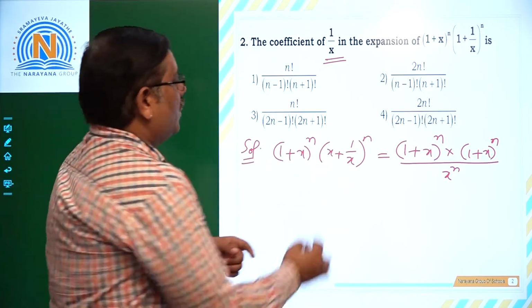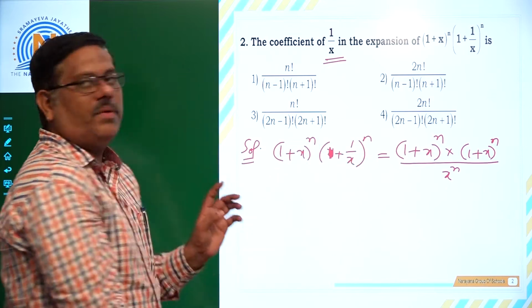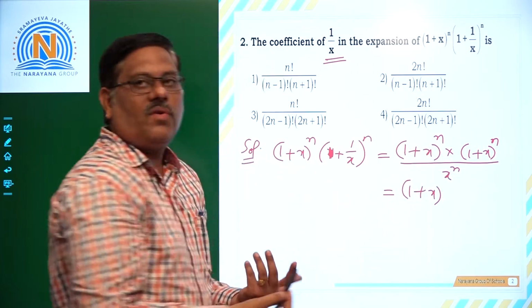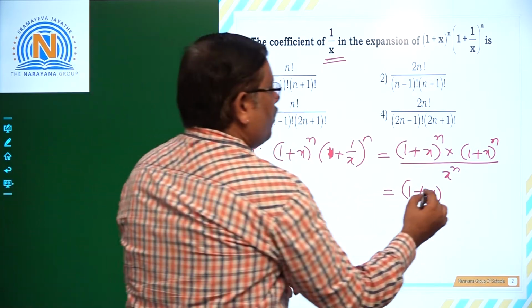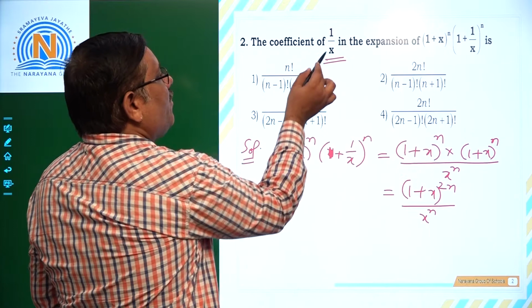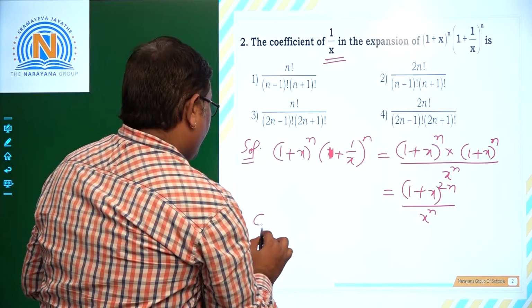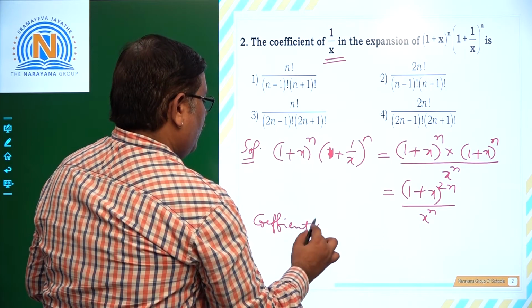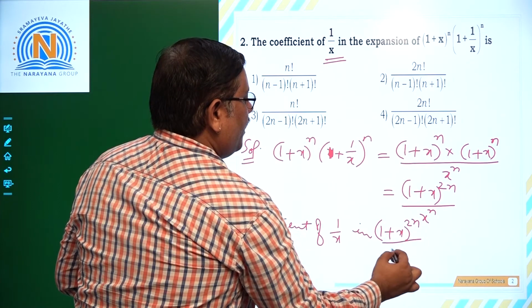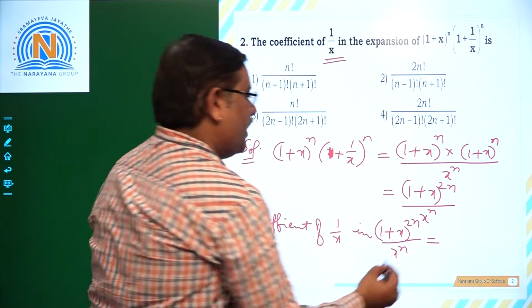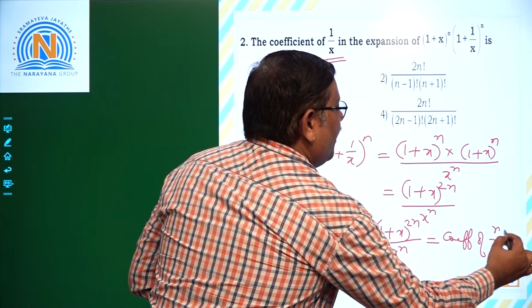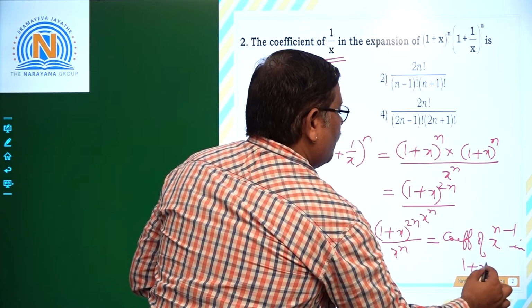It is 1, sorry. It is 1 plus 1 by x whole power n. Fine? That is otherwise (1 plus x) whole power n, both are nothing but the same. (1 plus x) whole power n whole square, that is nothing but (1 plus x) whole power 2n upon x power n. Okay? So if you want the coefficient of 1 by x in this expansion, the coefficient of 1 by x in (1 plus x) whole power 2n by x power n is equal to, see, the coefficient of x power n minus 1 in (1 plus x) whole power 2n.